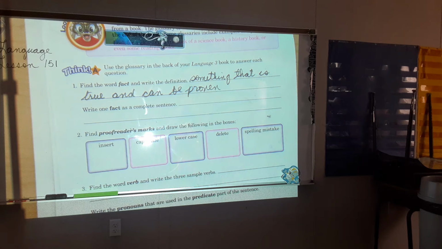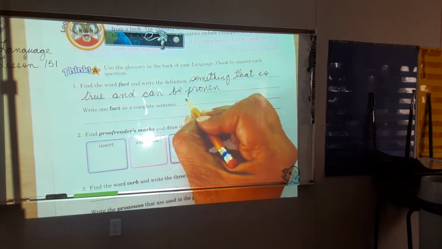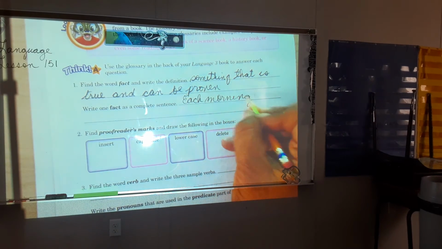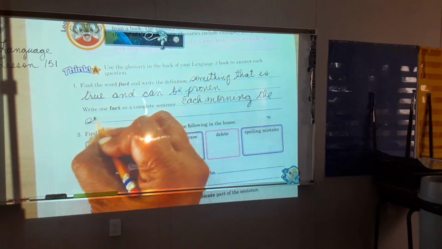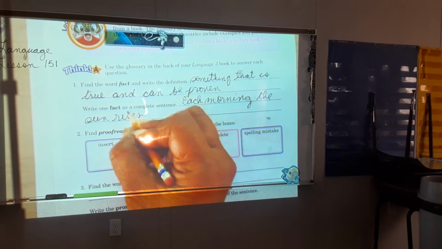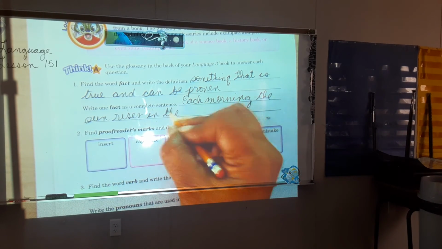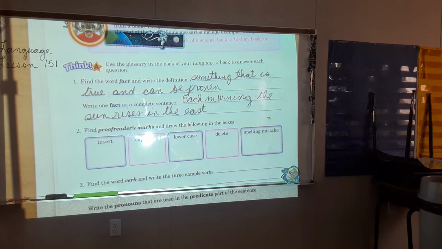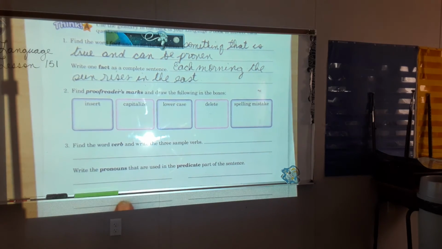Each morning the sun rises in the east. That is a fact. The moon orbits the earth. The earth orbits the sun. Yes? The ocean is salty. My dog has a wet nose.